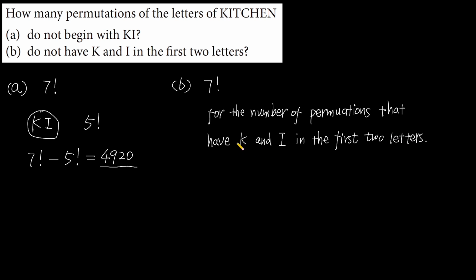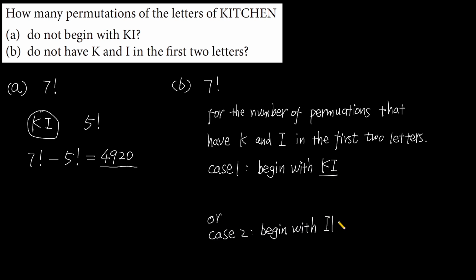For the number of permutations that have "k" and "i" in the first 2 letters, there are 2 cases. Case 1 is begin with "ki", or case 2 begin with "ik". Now let's go to case 1. For the permutations that begin with "ki", we put "ki" as the first 2 letters. Now we permute the left 5 letters behind "ki". So the number of permutations that begin with "ki" is just 5 factorial.